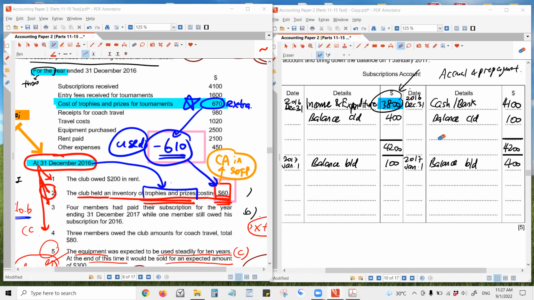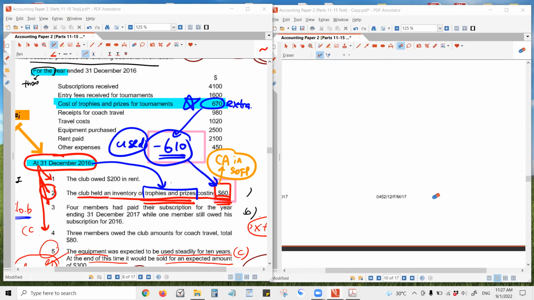You are not owing anybody money here. You have already paid for the trophies and prizes. You bought already, but you bought extra this year, so you still have some left over. So it's an asset. You still own it in your club. In this topic, we are always the club. We are never somebody else in this question.